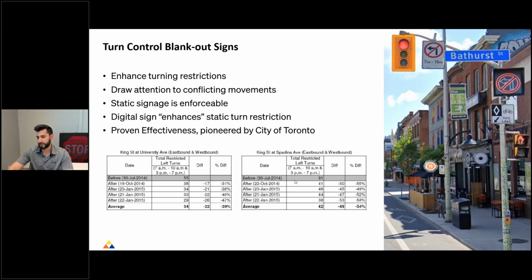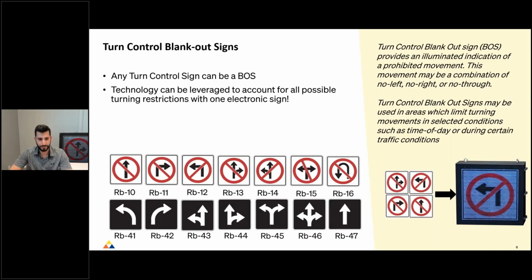And since this study was conducted, the city has rolled out over 100 turn control blankout signs of varying sizes and shapes, because as regulated, any of these regulated signages here can be turned into an electronic blankout sign. This is according to our Highway Traffic Act. And so, when we first entered the blankout sign market, the digital signage market, we looked at this and basically said, wouldn't it be great if there was one sign that could account for all the possible approved types of blankout signs you could have on the market.